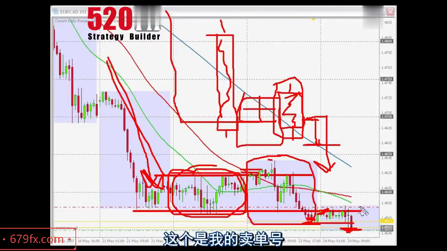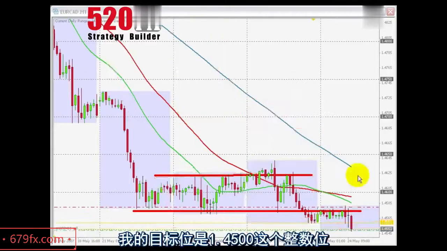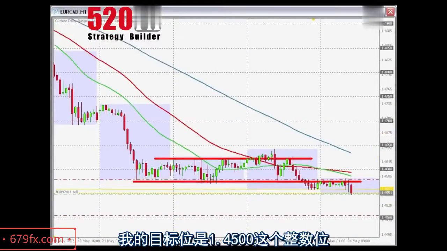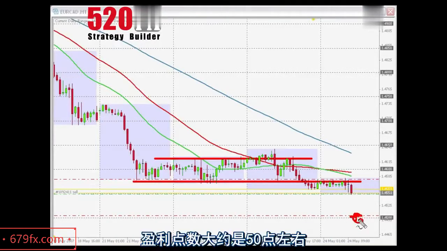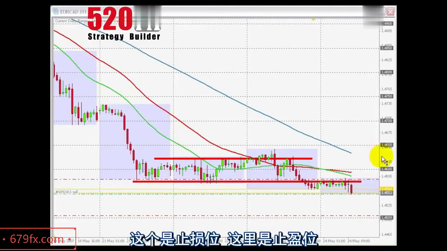My sell stop order has just been triggered. Stop loss is up there, and my price target is at the 145.00 round number, right there, for about 50 pips in target. That's the entry of the short, the stop loss, and the final target.